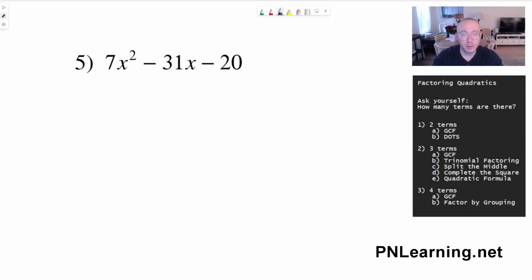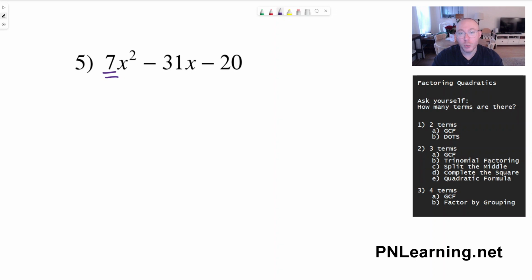Okay, so here's number 5. We have another trinomial, right? 3 terms. The numbers 7, 31, and 20 don't have any common factors because 7 and 31 are both prime numbers, so they won't divide by anything. So we don't have a GCF. We also will not be able to do trinomial factoring because our a term is not equal to 1.